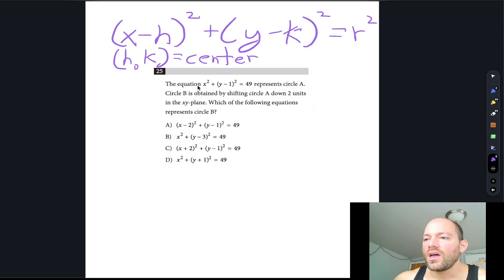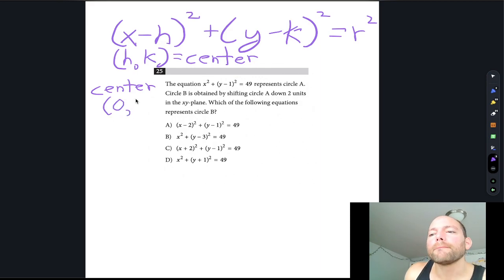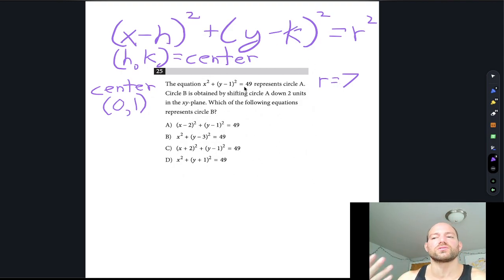So let's read this. The equation x squared plus (y minus 1) squared equals 49 represents circle A. So right away, let's just figure out what the center is here, to practice that. The center of this circle is going to be (0, positive 1), right? Because once again, the signs are switched. It says y minus 1, that means the y coordinate is positive 1. And equals 49 means that the radius is 7, because the equation, when it's in standard form, always equals the radius squared. Okay, so that's circle A.